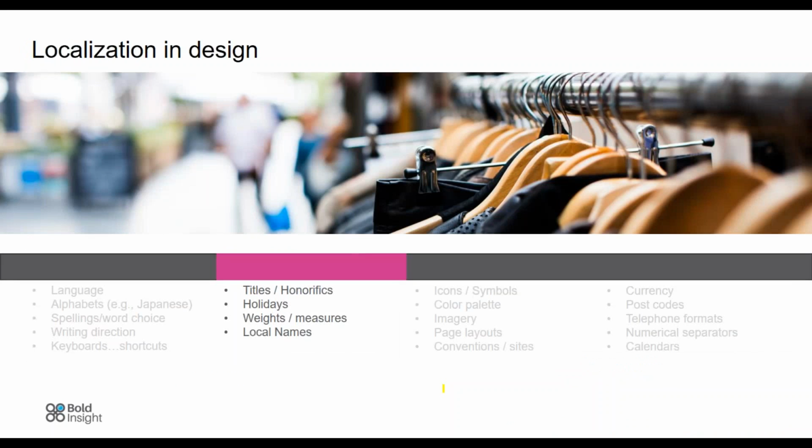If we look at other aspects, when we try to localize in design, various titles mean different things in different cultures. We represent holidays and pick out days differently depending upon the culture. Weights and measures are important, as well as local names. I'll just pick out holidays as a key instance here. And this is more about conducting the user research.